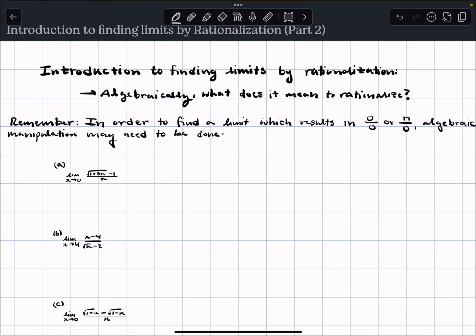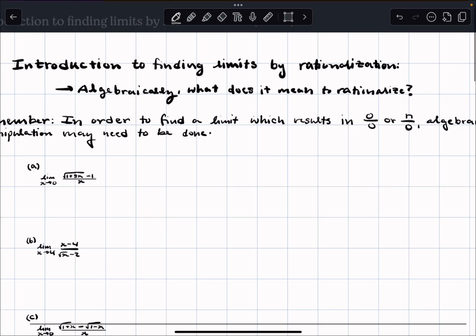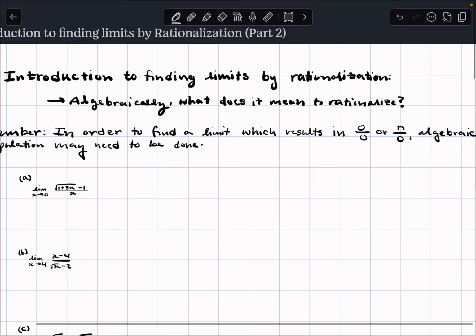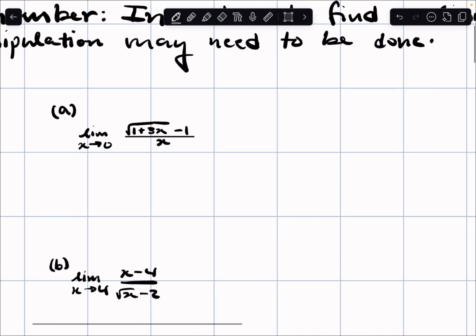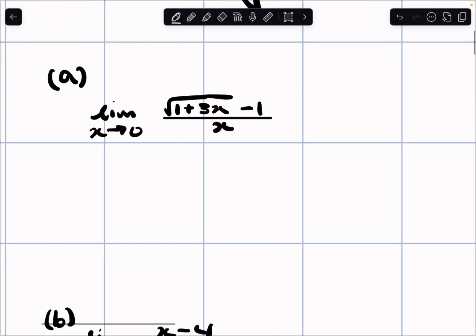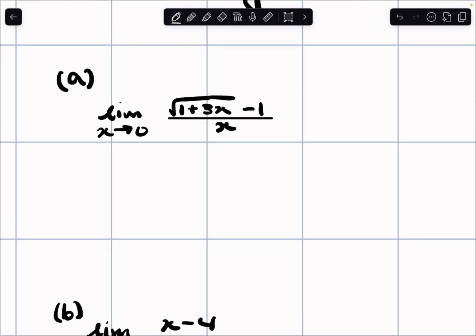And of course, if we find a limit, when we directly plug in, and that results in 0 over 0, or some number over 0, an algebraic manipulation has to be done in order to have a chance at finding the limit. So let's start here. How would we solve this? Well, when you plug in x, you get square root of 1 minus 1, which is 0 over 0. So we know we have to use algebraic manipulation in order to find this.